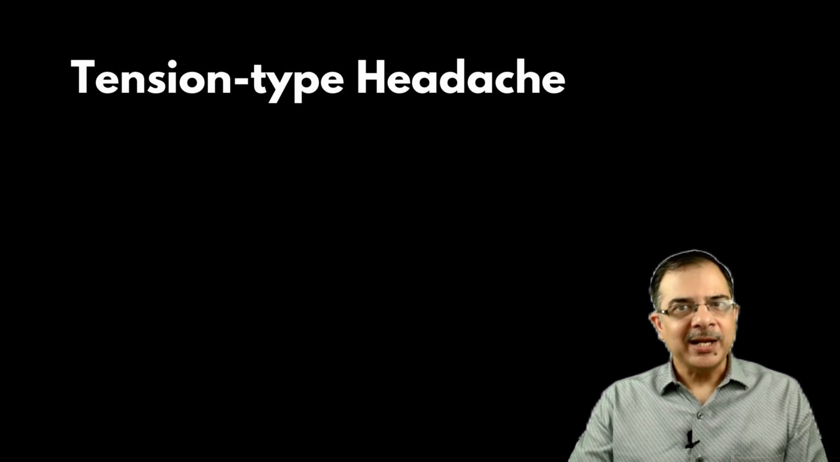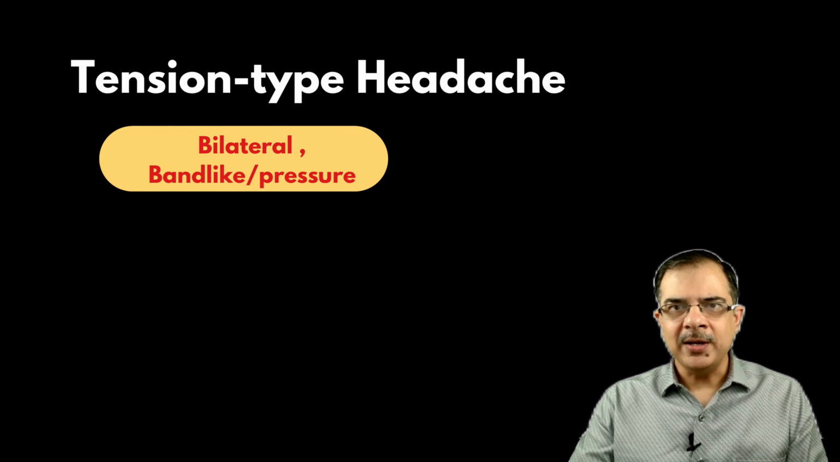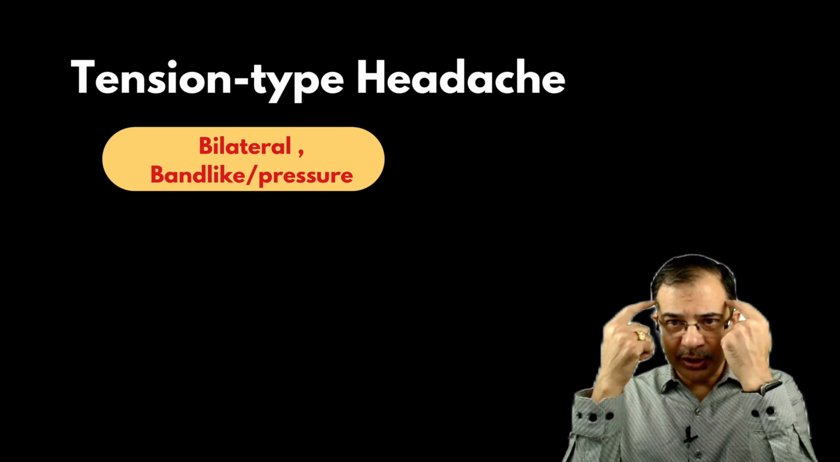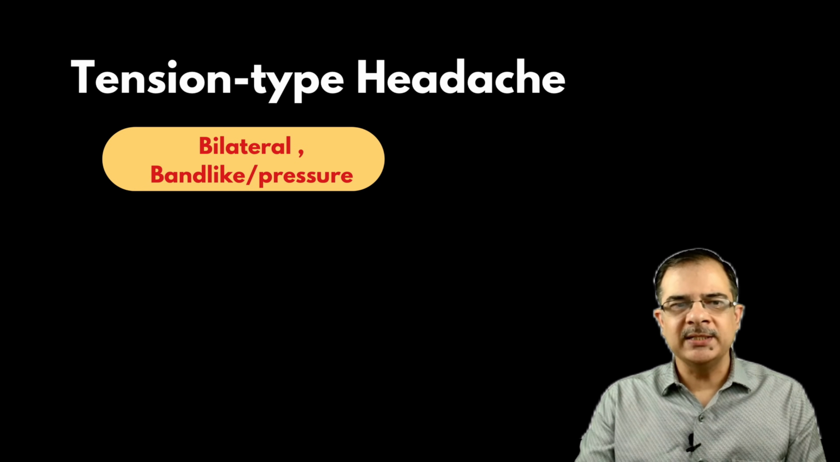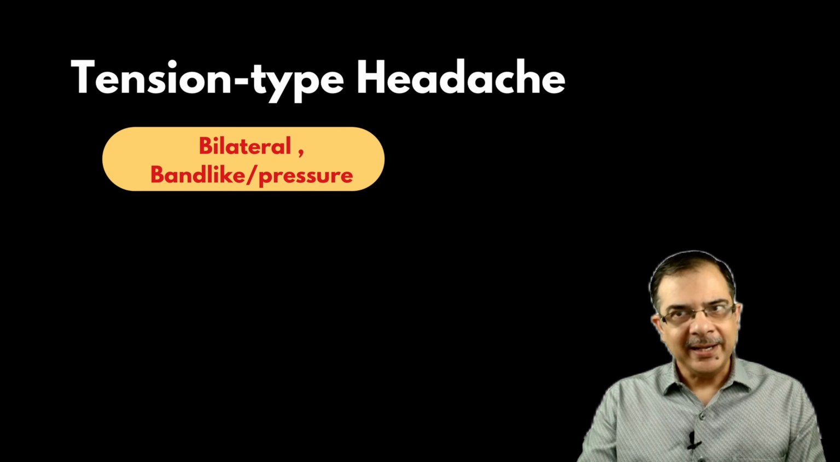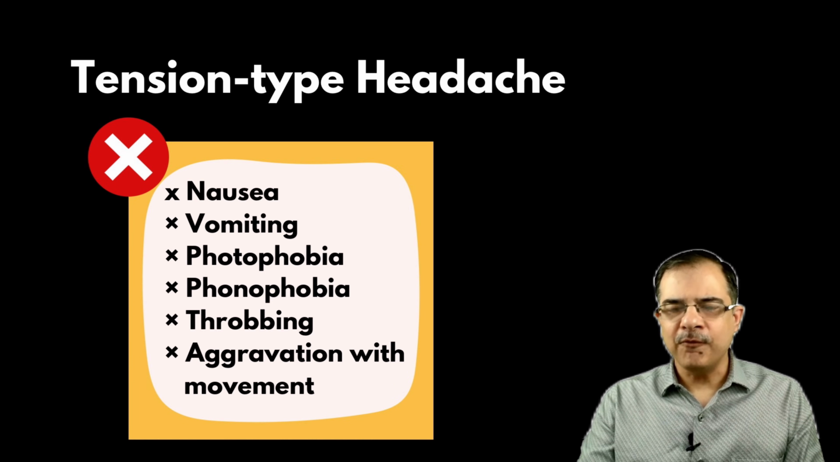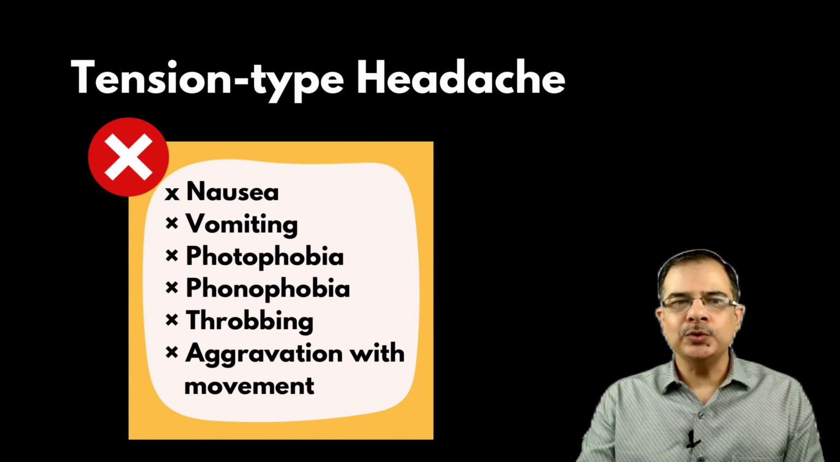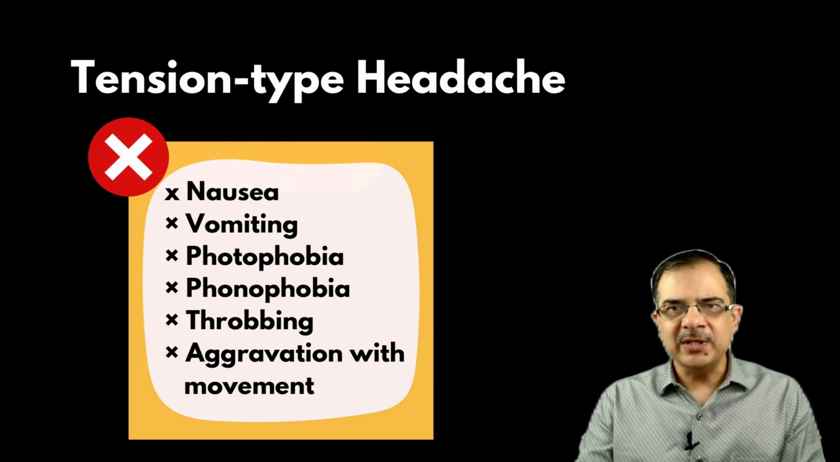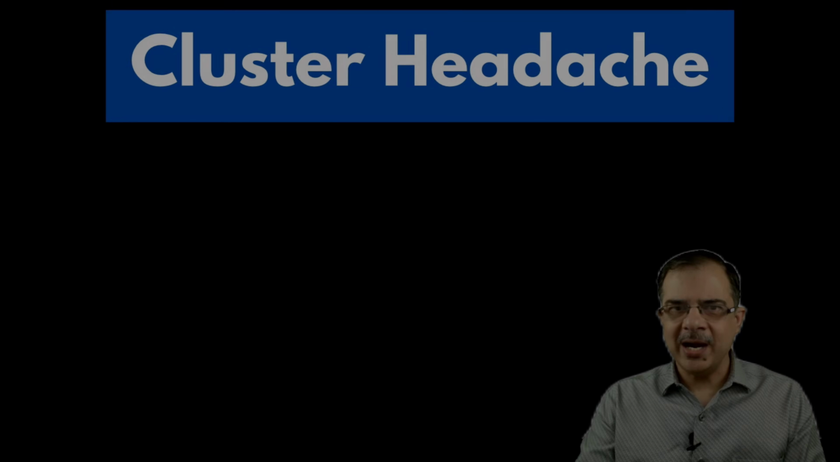Tension type headache. Tension type headache is bilateral. The patient will say that there is a constricting band around both sides. It is without any other features like nausea, vomiting, photophobia, phonophobia. There is no throbbing headache. It is not aggravated with movements. So it is without any of these characteristic features which were present in migraine attacks.